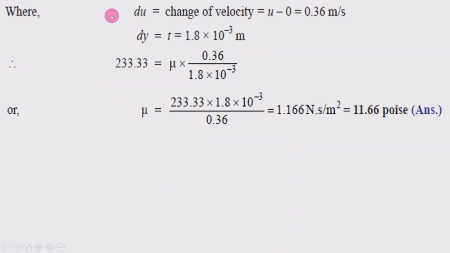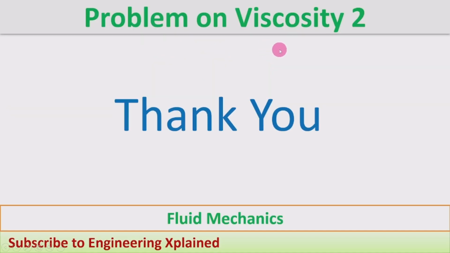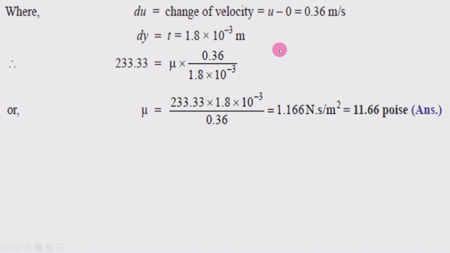Next, moving to the next point, the change in velocity du is u minus 0, because the velocity is 0.36 and the initial velocity is 0. So the velocity 0.36 meter per second we have taken. dy is already given, t equal to 1.8 into 10 raised to minus 3 meter. Substituting in Newton's law of viscosity, that is tau is equal to mu into du by dy.